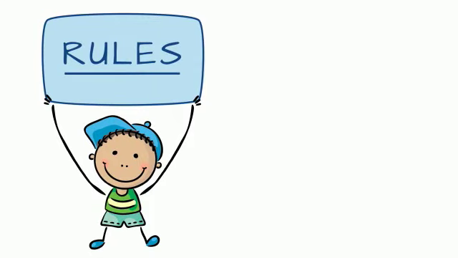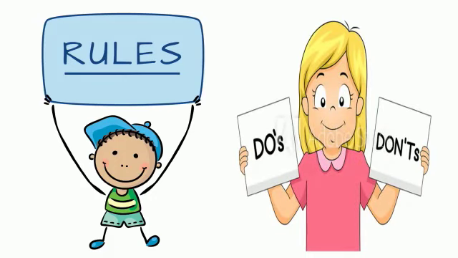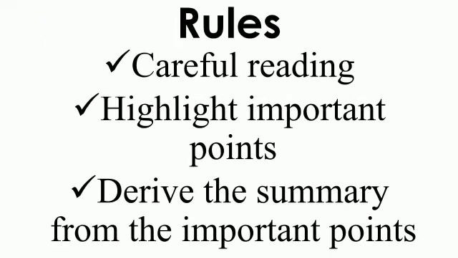You should know a few of the rules which are very important, that is, which things you need to include and which things you need to exclude. First rule is careful reading. Read it until you understand. Second rule is highlight important points. After reading, you have to underline some of the important information. Rule number three is derive the summary from the important points. Those points which you have already underlined will help you to jot down your summary.